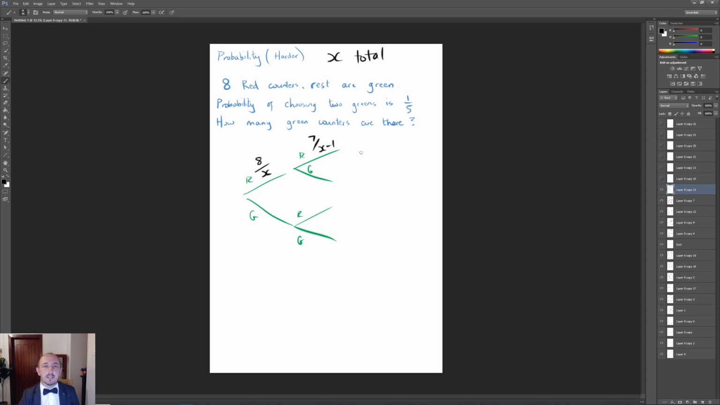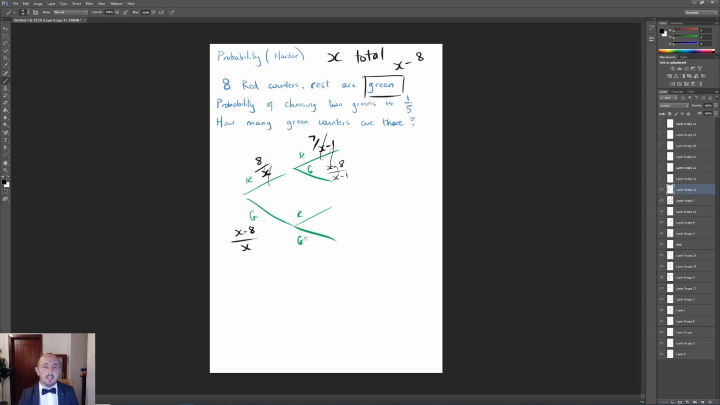But what about the greens? Because we don't know what greens are. Well, we can express the greens as the total minus the number of reds. If we had 20 in the bag and 8 were red, then 20 minus 8 would be 12 greens, but we don't know what it is, so we keep it as an algebra term. So green would be x minus 8 over x minus 1. We're not really interested in these ones. We're looking at green, so green was x minus 8 over the total.